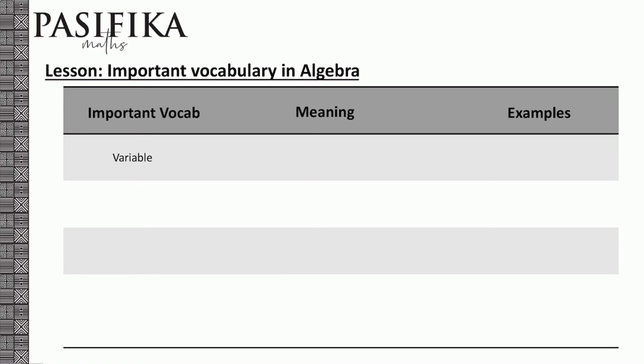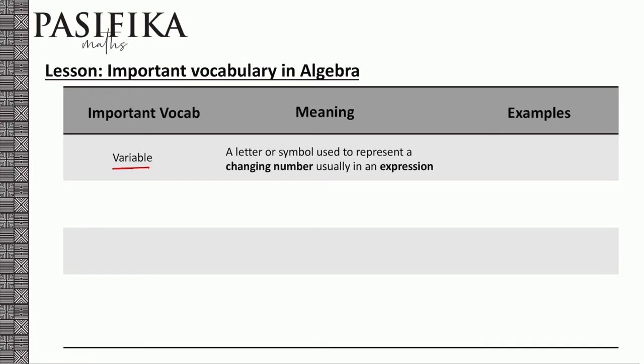You will come across the word variable. Now, what does that mean? It is a letter or a symbol that is used to represent a changing number, and you usually see it in an expression. If you don't remember what an expression is, please go and watch our expression and equations video. Now, an example of this is 5a, where a is your variable.